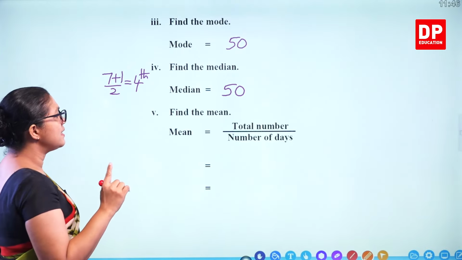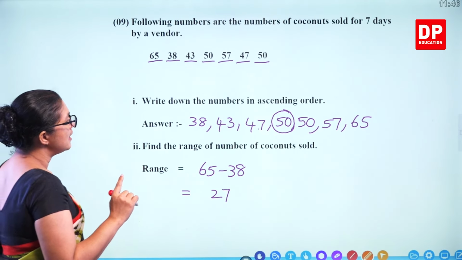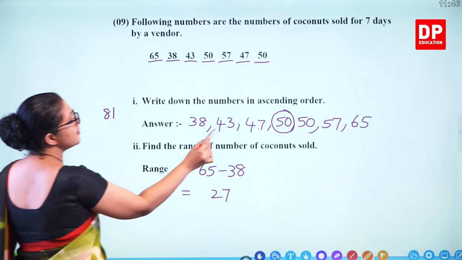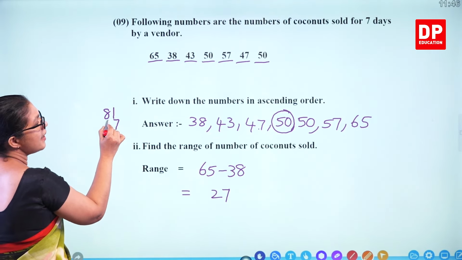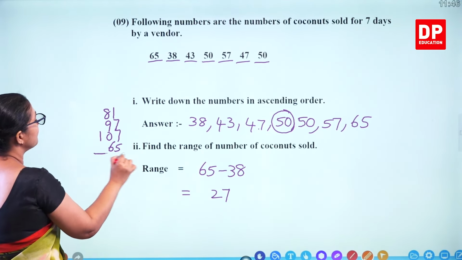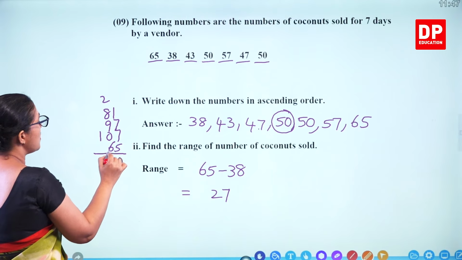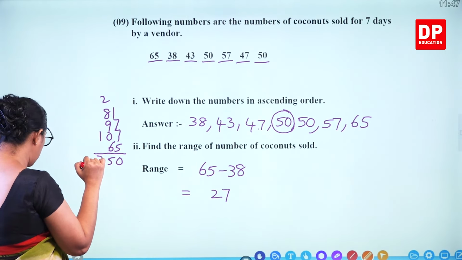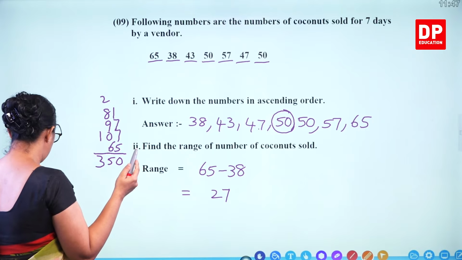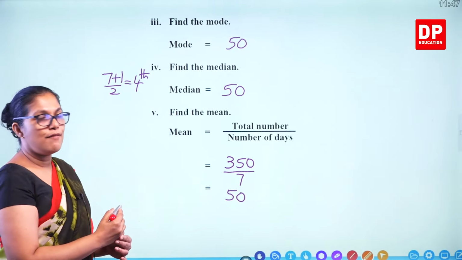What's the mean value? Total divided by number of days. So we have to find out the total. So we'll add it here. These two, 81. Then these two, you get 7 and 9, 97. 50 and 57, you get 107 and 65. 7, 7, 14, 15, 20. 2 remaining, 10, 19, 25. 2 remaining and this 350. So 350 and how many numbers? 1, 2, 3, 4, 5, 6, 7. 350 divided by 7, you get 50 as the mean value.